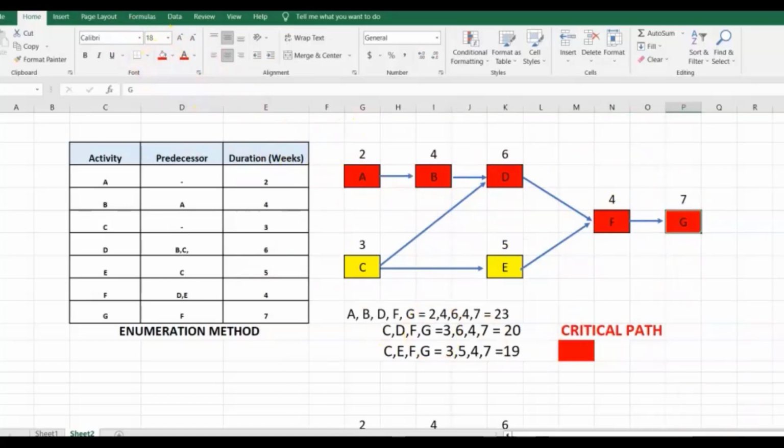So this is a quick method of determining what is the critical path. But there's another method. Now this has limitations because it does not help you to calculate things like float. So you may be asking, what is float? We're going to be looking at that next.